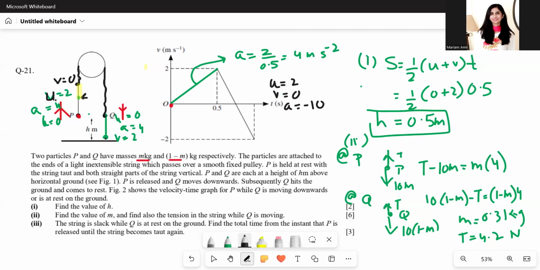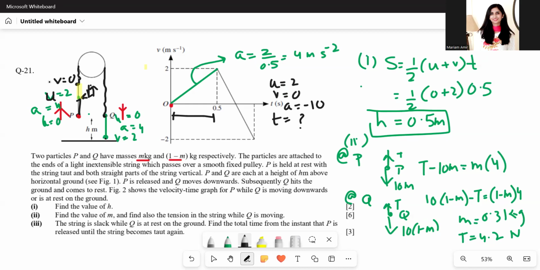What do we need? Find the total time from the instant that P is released until the string becomes taut again. So first, to go from here to here, it takes 0.5 seconds. Then to go from here to here, we have to find that time t. And then it comes down as well, so we double that time. So we're going to add 0.5, then double the time we're about to find.